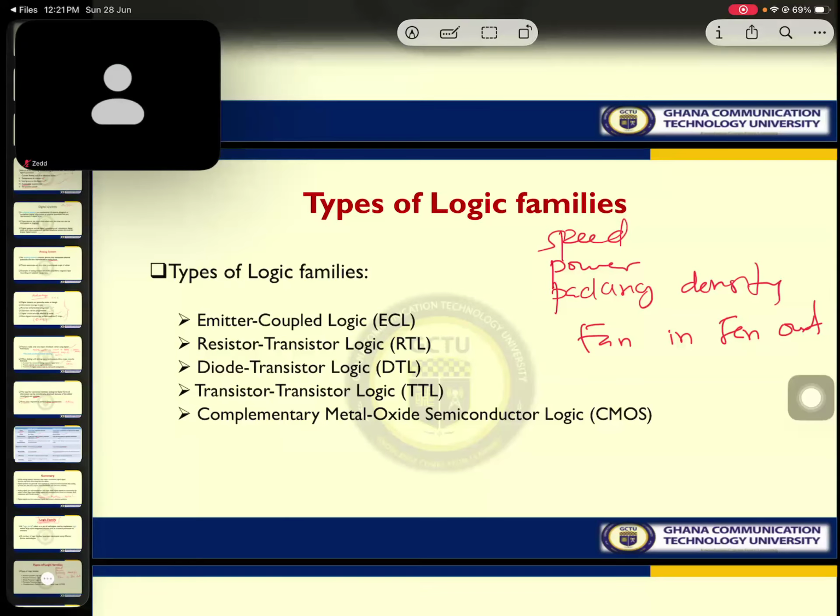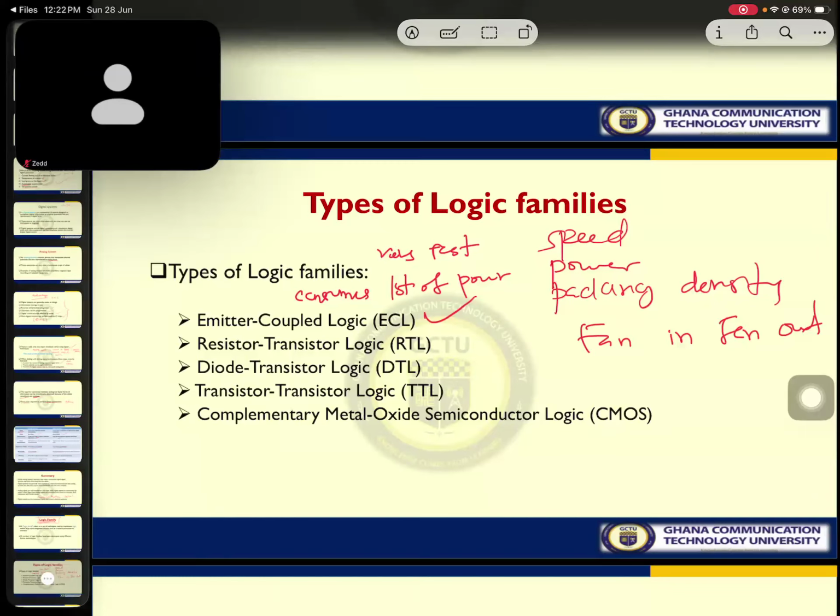And one main point about emitter-coupled logic is that it is very fast, but it consumes a lot of power. So we are basically getting a trade-off of faster speed against consumption of power, which also comes in the form of cost.